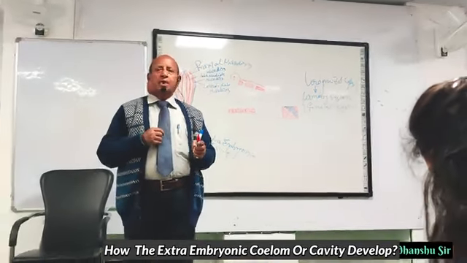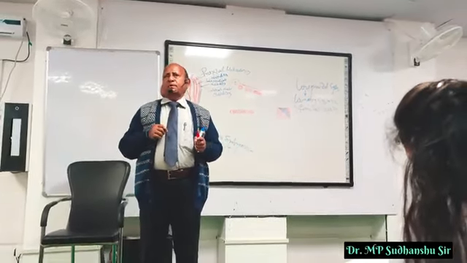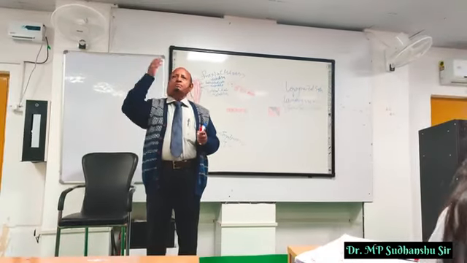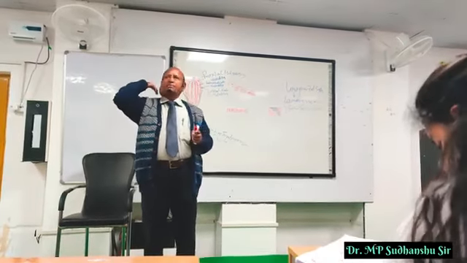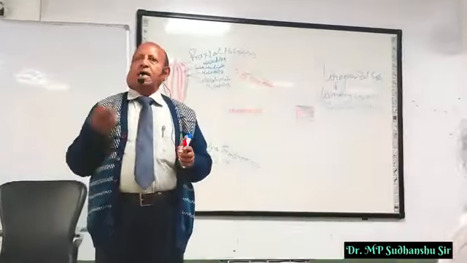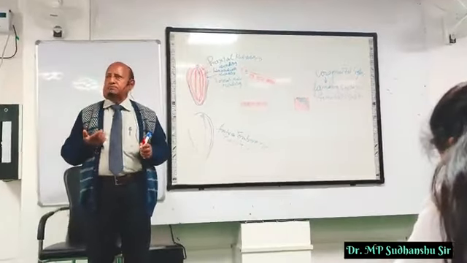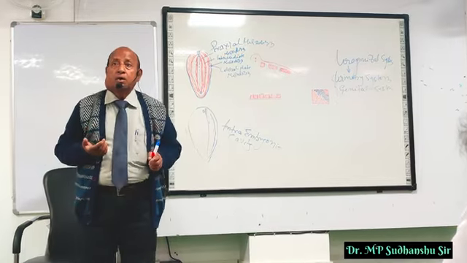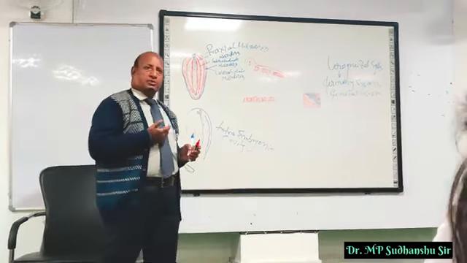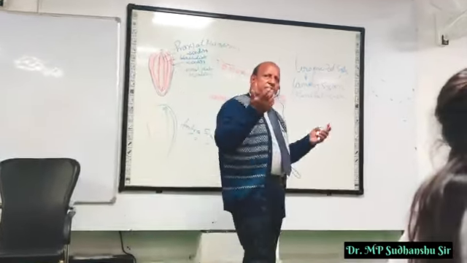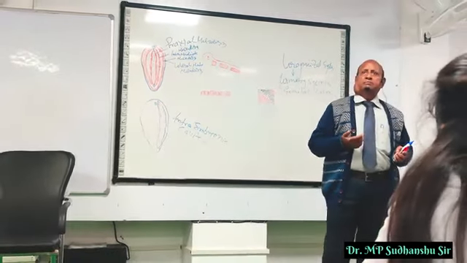Two mesoderms develop. One is the primary mesoderm and the other is the secondary mesoderm. So how does the primary mesoderm develop? From the trophoblast, by secretion of the trophoblast. Yes, you are correct. So what is the fate of this primary mesoderm?